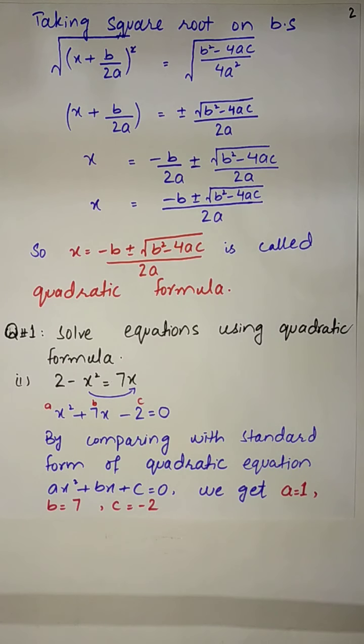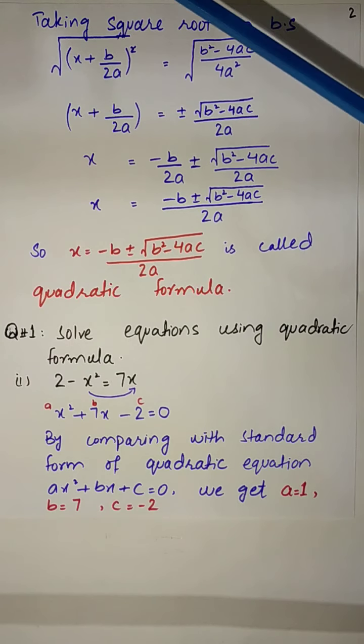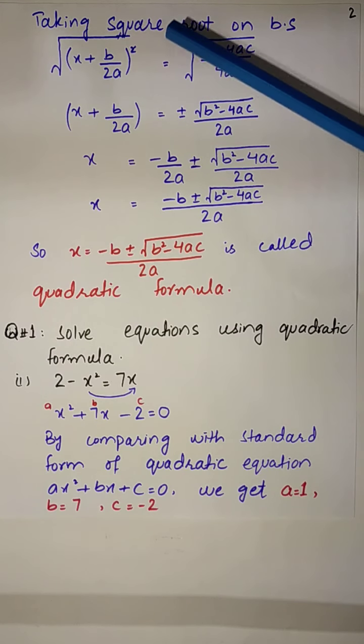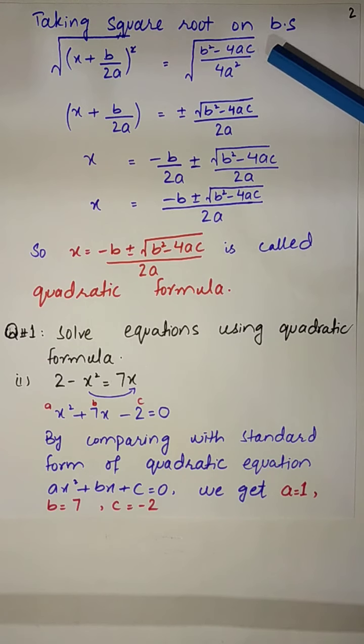Move to the next page. As in the previous step, it was a whole square. So to cancel out the whole square, we will take the square root on both sides. So this becomes the square root of (x + b/2a) whole square is equal to the square root of (b square minus 4ac) by 4a square.